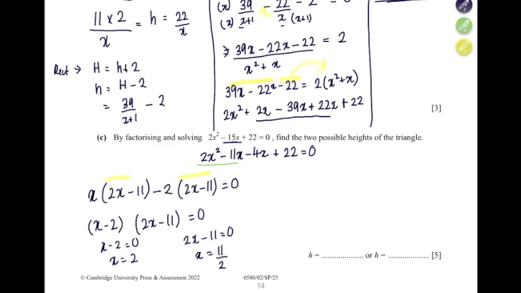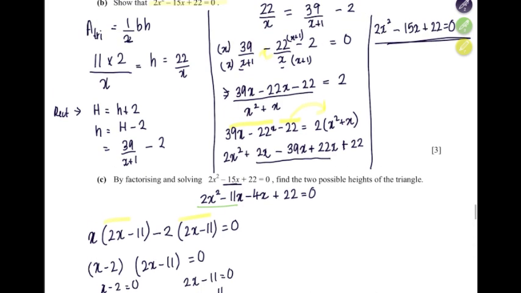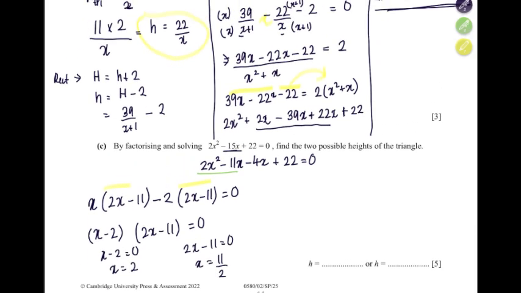Now we're supposed to find the height, but we have the value for x. If we look here, h equals 22 divided by x. So h1 is going to be 22 divided by 2, which would be 11 here, and h2 is going to be 22 divided by 11 over 2. This is going to be 22 by 11, this goes up, times 2. 2 times 2 is 4.